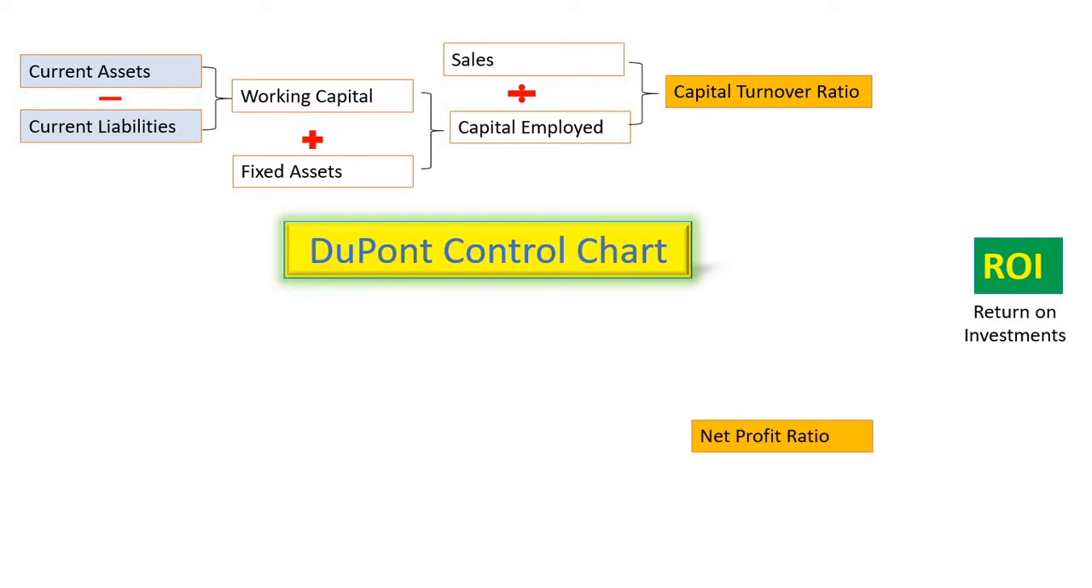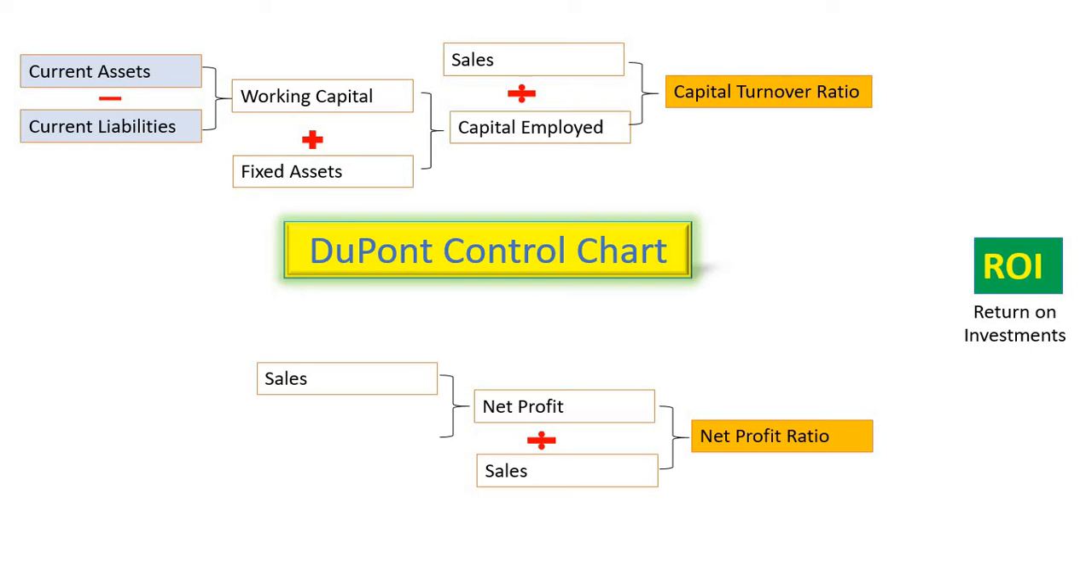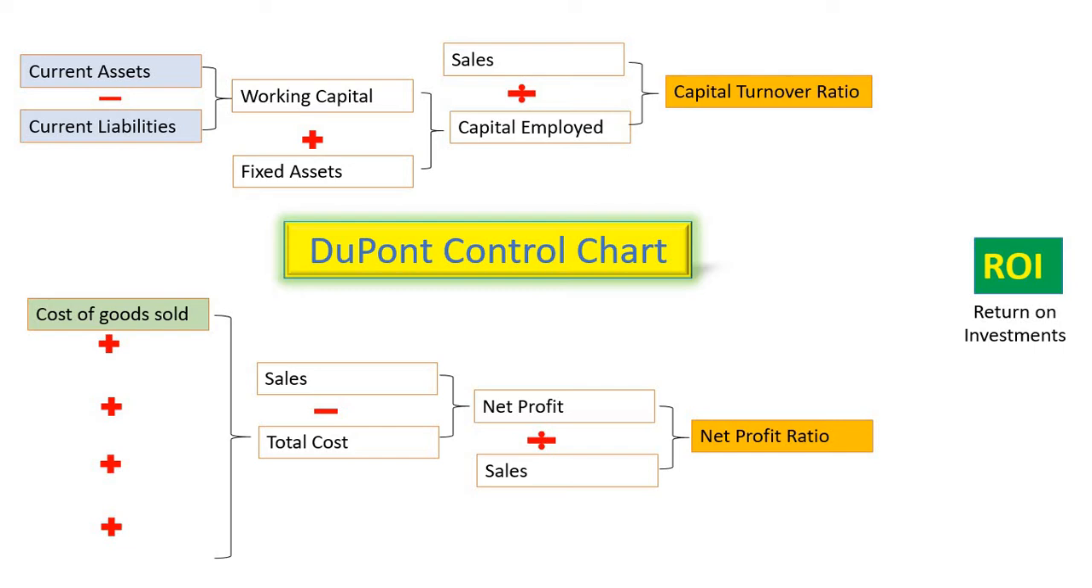Then the second ratio that we use is net profit ratio. Net profit ratio is calculated by dividing net profit by sales. So how do we get net profit? Net profit is nothing but sales minus total cost. And the total cost comprises of 5 different aspects. The first one, of course, is the cost of goods sold.